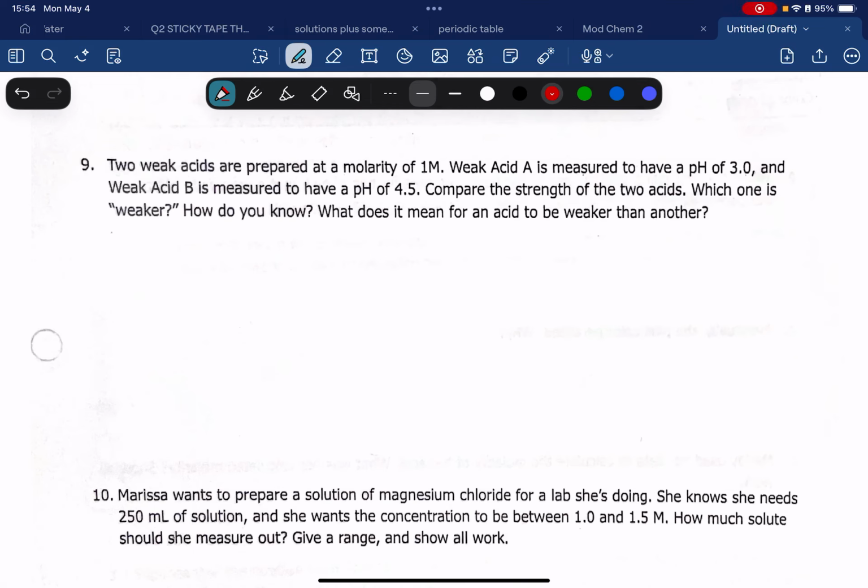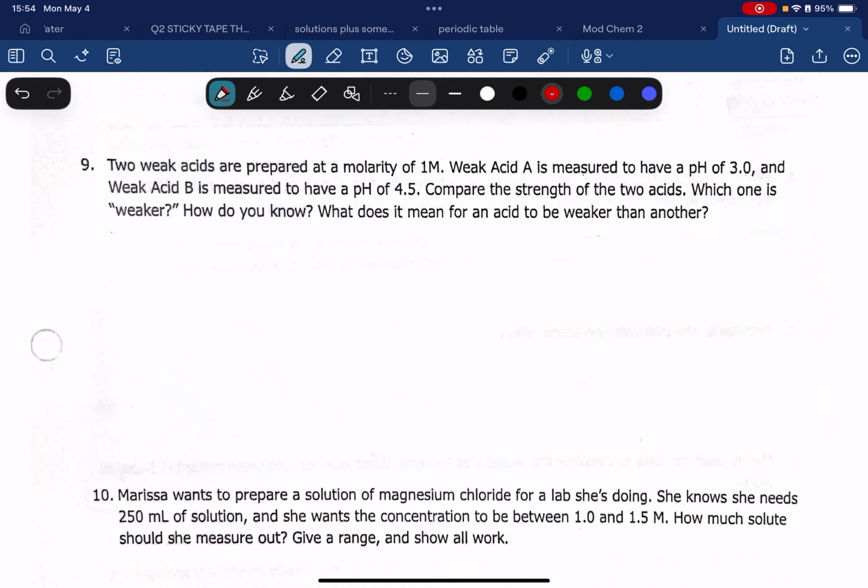Two weak acids are prepared at a molarity of 1 molar. Weak acid A is measured to have a pH of 3, and weak acid B is measured to have a pH of 4.5. Compare the strength of the two acids. Which one is weaker? How do you know?